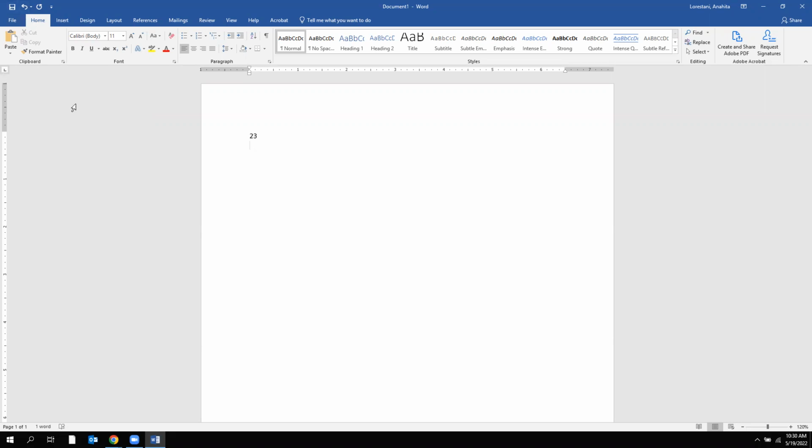But we want plus 45 to be underlined. So I put plus 45. And I want this 23 to move forward. So I just do that. So they line up nicely, and I'm done.